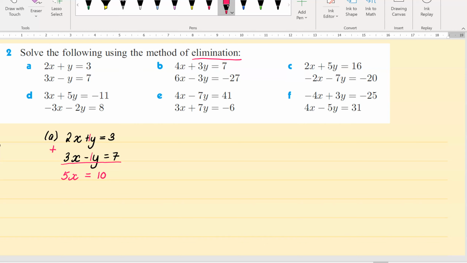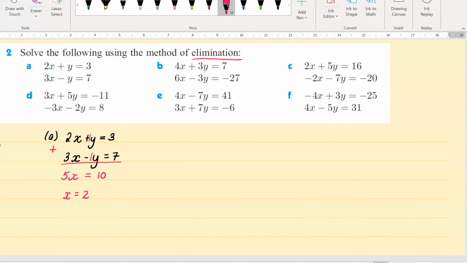And now it's a matter of just getting x by itself. You can probably see from here, 5 times what equals 10? Well, it has to be 2. If you didn't know that, the opposite of times 5 is divide. 10 divided by 5 is 2. You think you're done, but not quite yet, because we want the value for y as well.